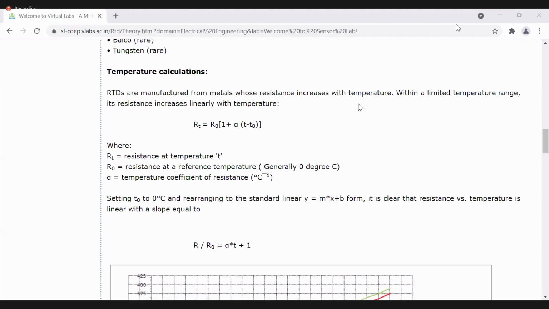So, if you keep this RTD device in any hot chamber, the temperature of the hot chamber will not be constant. In rare cases, that hot chamber temperature can be constant, but in many cases, it will vary. Sometimes it will change from a low value to a high value, or from high to low, depending on the application. So here, T is the temperature at that time.